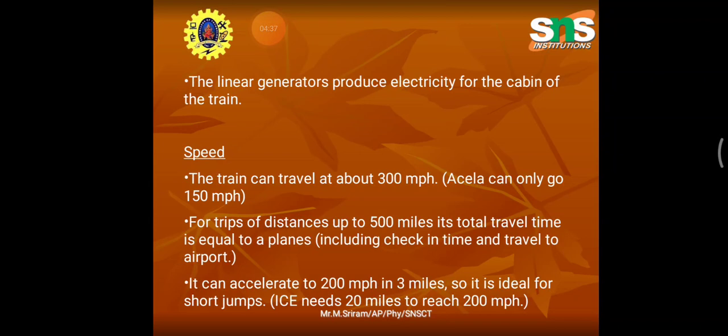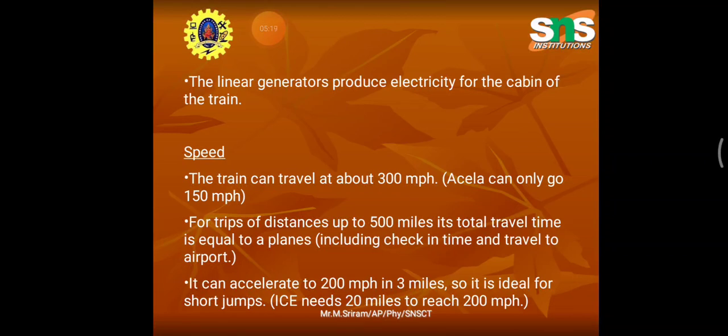The linear generator produces electricity for the cabin of the train. For successful levitation and control of all 6 axes, that means degrees of freedom, 3 translational and 3 rotational, a combination of permanent magnets and electromagnets or diamagnets or superconductors is used, as well as attractive and repulsive fields. The primary ones used in maglev trains are servo-stabilized electromagnetic suspension, that means EMS, and electrodynamic suspension, EDS.